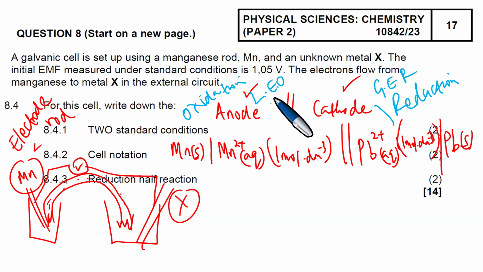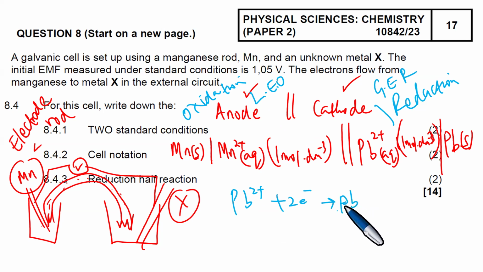So there's LEO, which stands for the loss of electrons is oxidation, and the gain of electrons is reduction, which means you have lead 2 plus plus 2 electrons would give us lead, Pb. And this here is reduction, the gain of electrons. Check this table of standard reduction potentials.